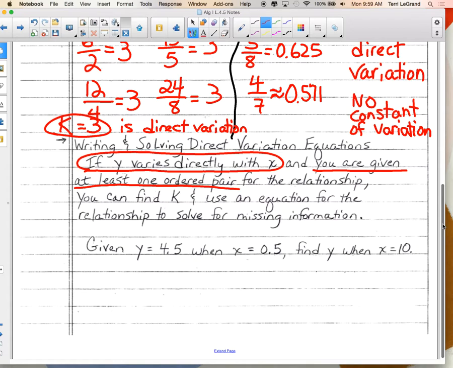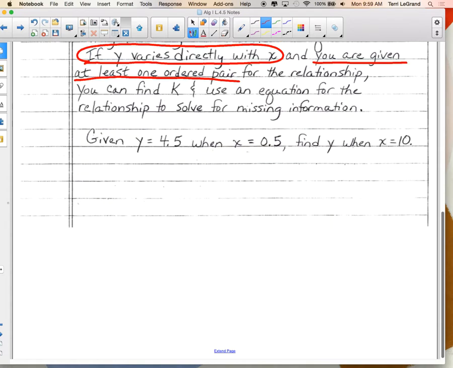So, here's an example. Given that y equals 4 and 5/10 when x is 5/10, so in other words, here's our direct variation relationship. They're saying, here is a direct variation relationship where y varies directly as x. So what do we need to find from this? How could we find our k value? AJ?